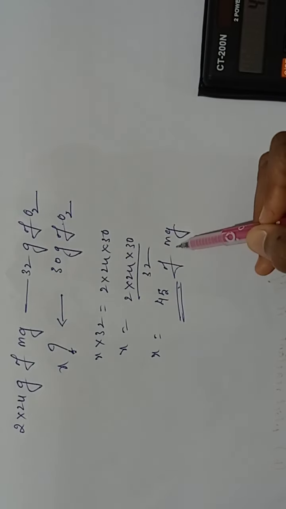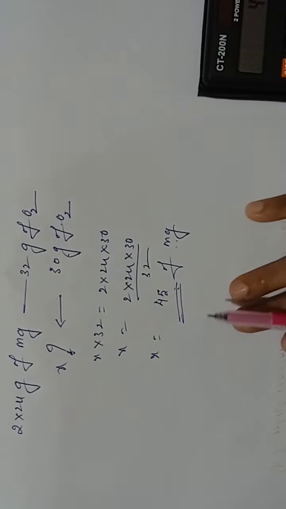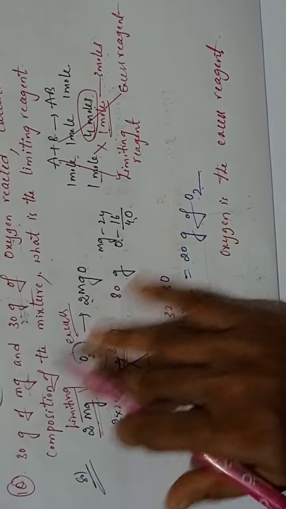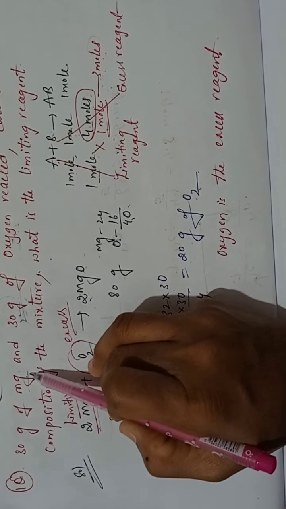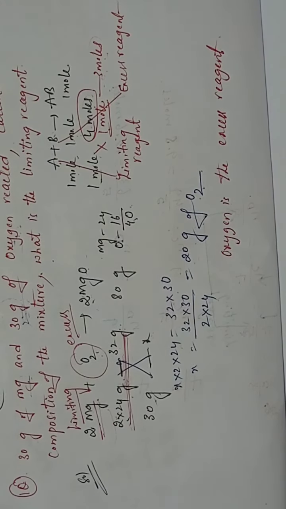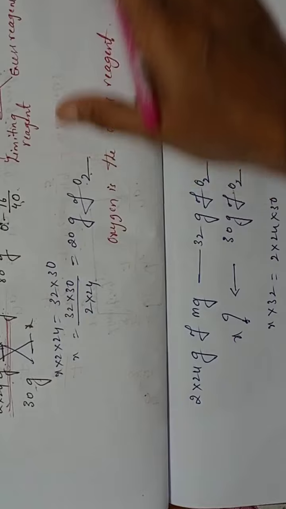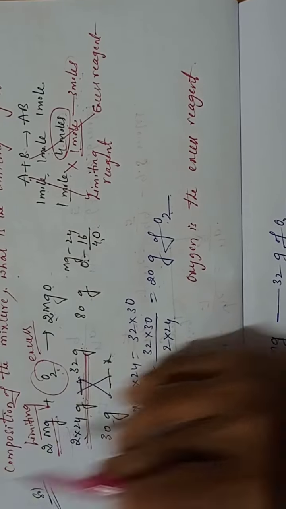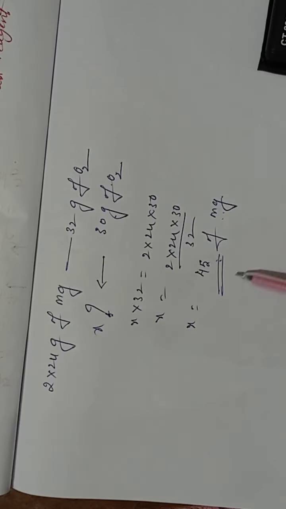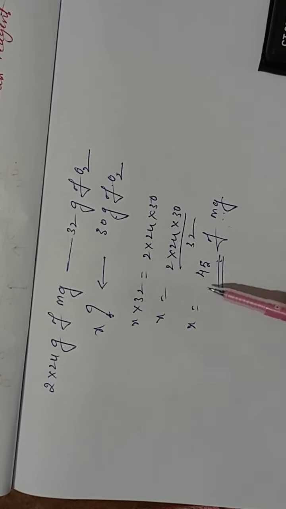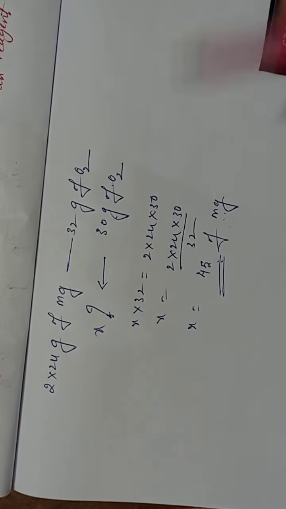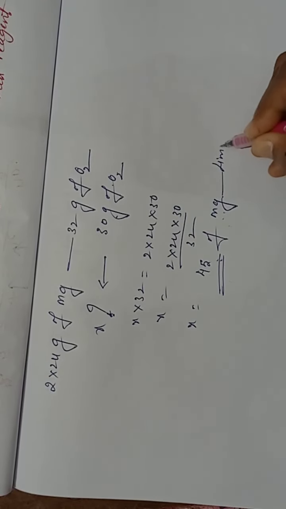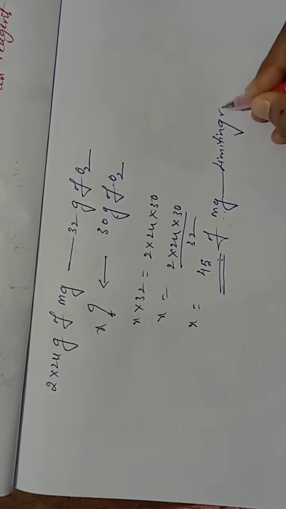How many grams of magnesium? 45 grams of magnesium is required. But in the question, how many grams of magnesium are given? 30 grams of magnesium is given. So the given 30 grams is less. Are you following? It is less compared to 45 grams. So that's why it is the small quantity. That's why magnesium is the limiting reagent. Okay, now it is the limiting reagent.